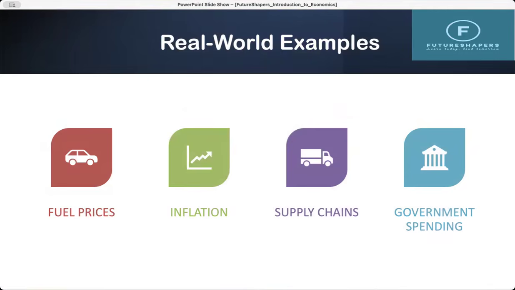Next we are going to look at some of the real world examples which involve the use of economics in decision making. Rising fuel prices affect everything: transport cost, food prices, wages. Then Brexit changed how goods move into the UK. Inflation affects what people can buy. And economics help us to explain these patterns.